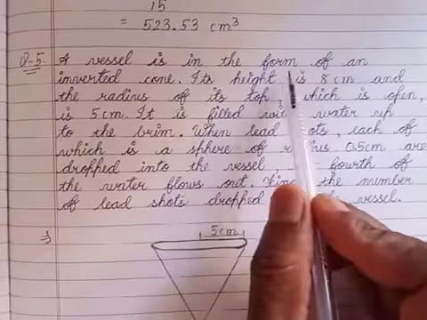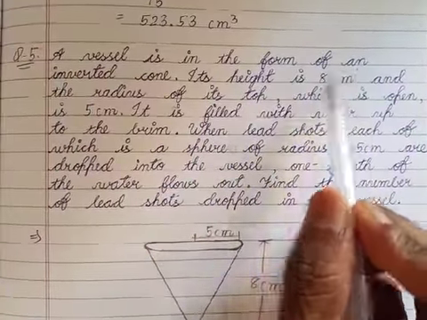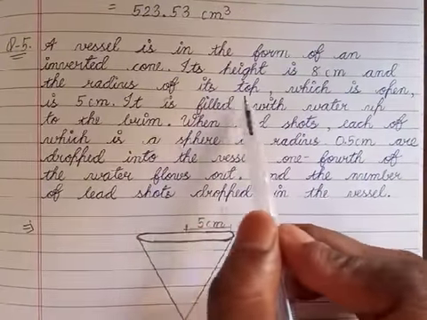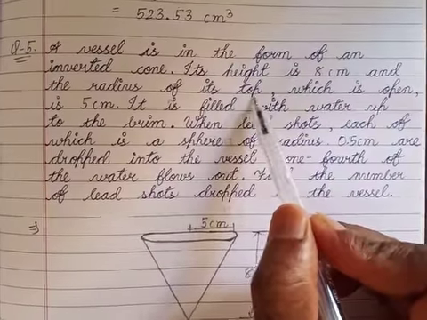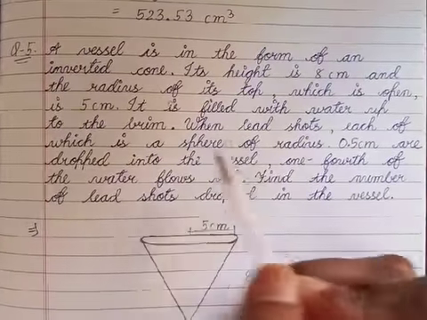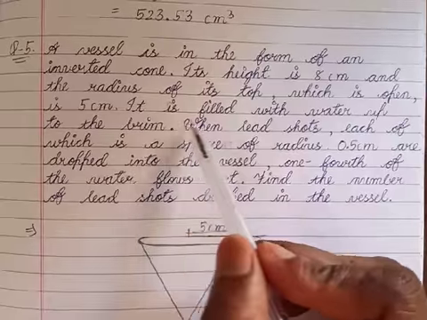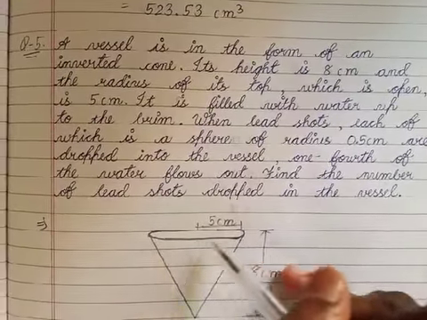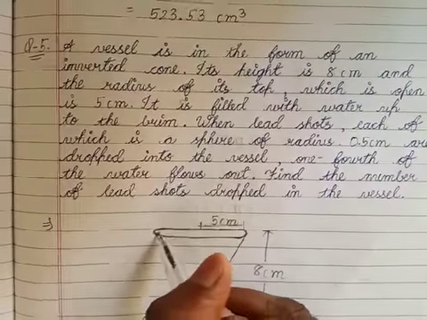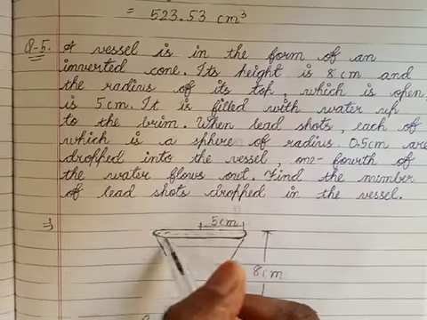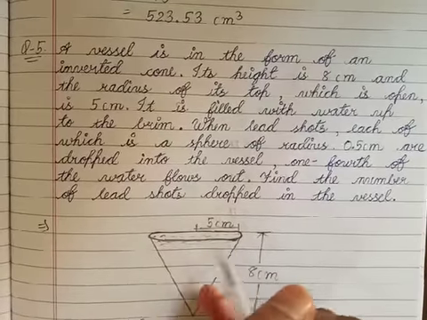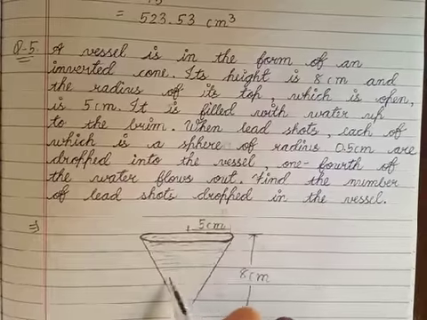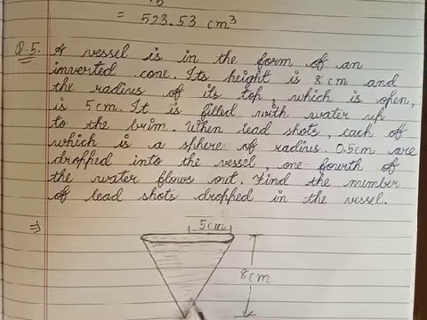A vessel is in the form of an inverted cone. Its height is 8 centimeter and the radius of its top, which is open, is 5 centimeter. It is filled with water up to the rim. Up to the rim means up to the top, this circle. The water is filled up to the rim, which means it is completely filled, like this.